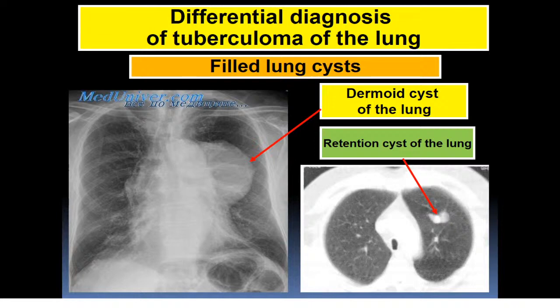It looks like tuberculoma. And on CT scan, on the right side, we can see the right photo, in the left lung we can see a retention cyst of the lung. This is a formation with fluid. Therefore, it looks like tuberculomas.